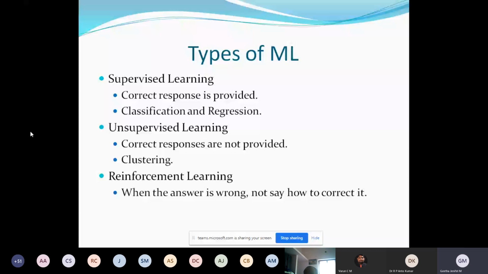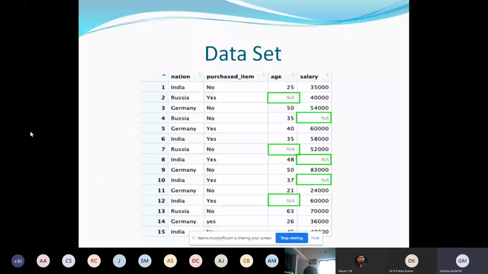So this is one data set. It has many rows and some features. That is region, nation, purchased item, age, and salary. These are the features of this data set. This data set is for whether the person has purchased the particular item, yes or no. Here some green color boxes are there. They represent the null values, that is, the value is not known at that time. These are called missing values.